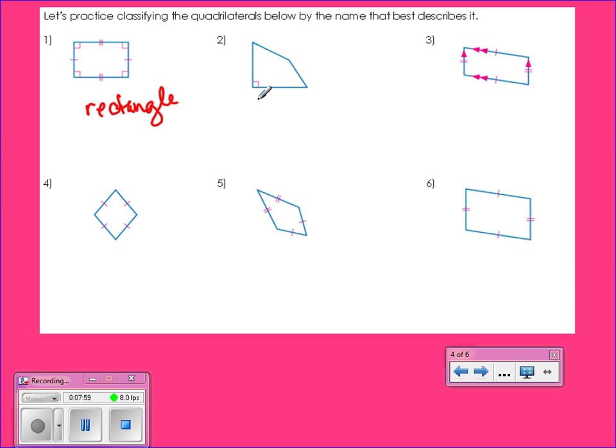For number 2, what is this? It's a quadrilateral. Are there any parallel lines? There are no parallel lines. So therefore, it's not a trapezoid, because trapezoids have 1 set of parallel lines. Parallelograms have 2 sets of parallel lines. So it's just a plain old quadrilateral. How about number 3?